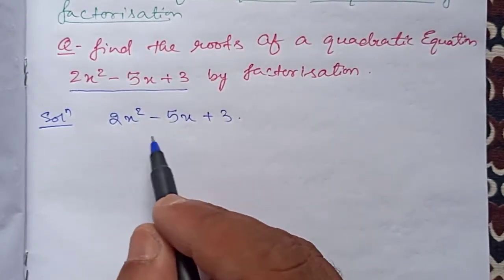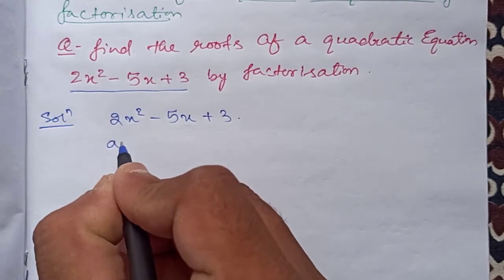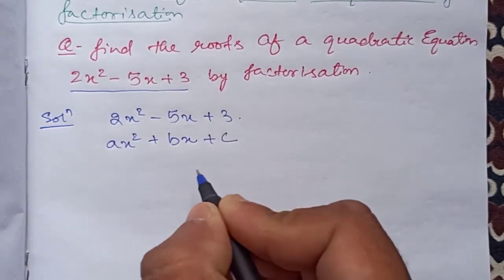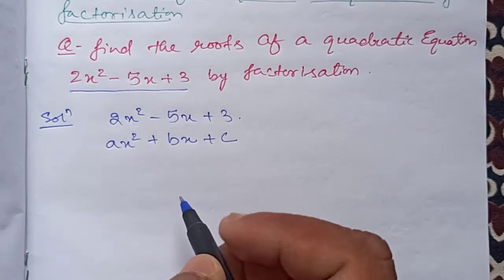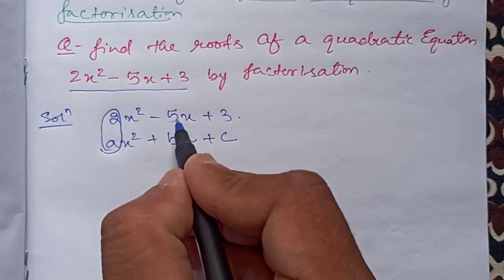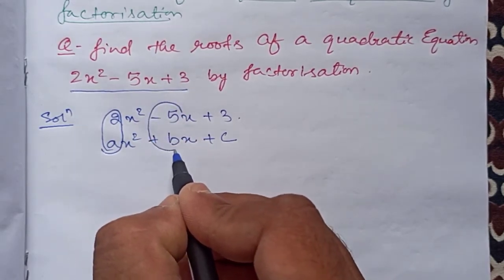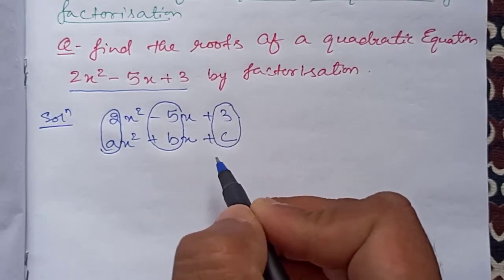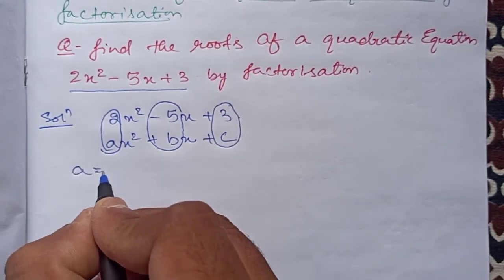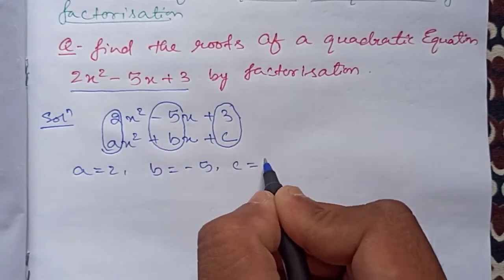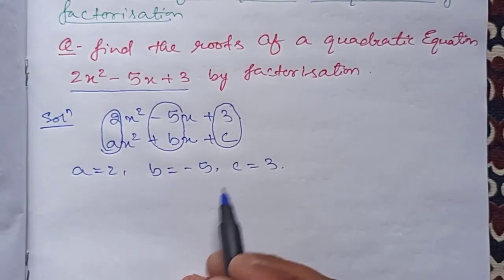What is the standard form of a quadratic equation? The standard form of a quadratic equation is ax square plus bx plus c. So what is a here? A is 2. What is b here? B is minus 5. And what is c here? C is 3, that means plus 3. So I am writing here a equals 2, b equals minus 5 and c equals 3. These are the three values we got.